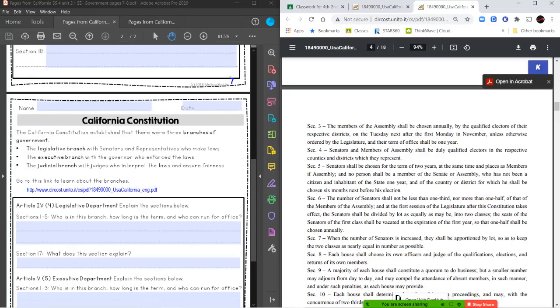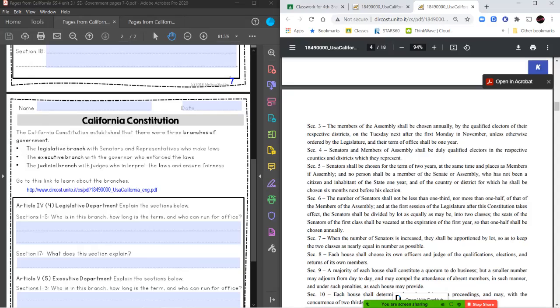Section 4: Senators and members of assembly shall be duly qualified electors in the respective counties and districts which they represent. That means these members should be qualified, right? They should be able to do their job in those areas they're representing. Those counties or districts, those parts of the state, they need to know their stuff. They need to be qualified. They need to know what the issues are there, what the strengths of those areas are, and what the areas of need are, so they can help support those counties and districts they're representing.